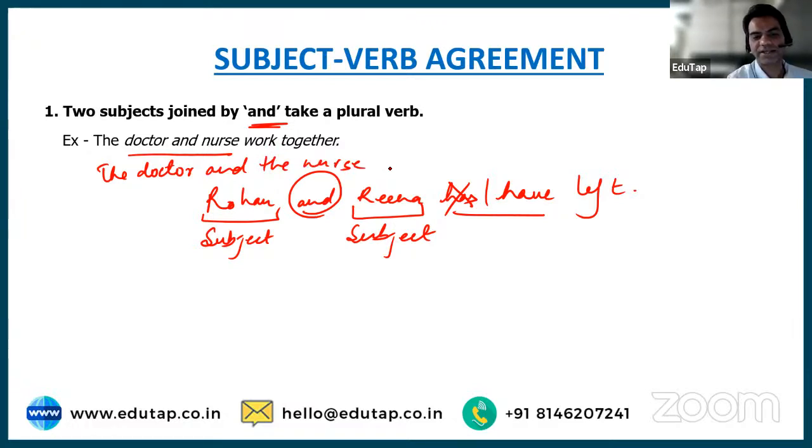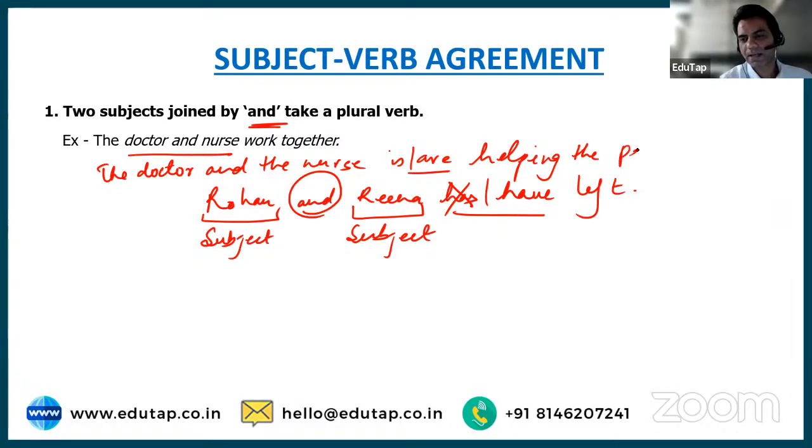So the doctor and the nurse is working or are, or so let me put it to you this way. Yes, guys, I want you to answer this question. The doctor and the nurse is helping the patient or are helping the patient? Now, we obviously know when we are referring to two nouns, they're two different bodies, they're joined with and. So the verb here should be are, right? So the doctor and the nurse are helping the patient.